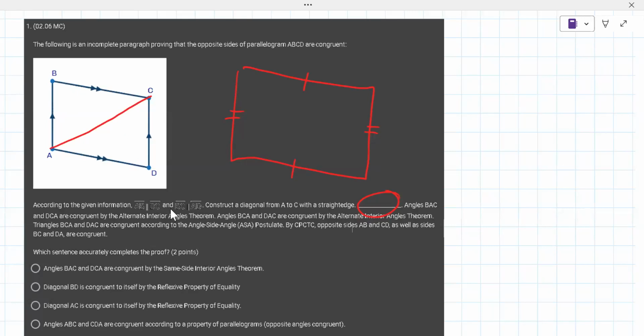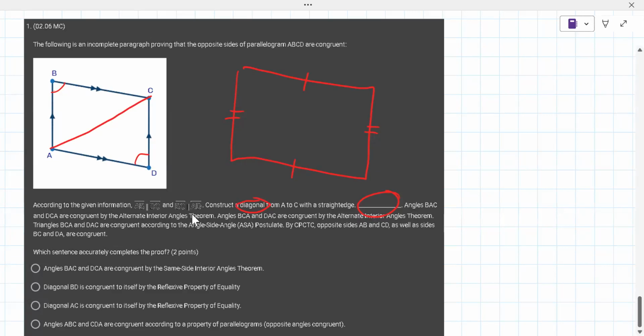Would it be the last one? Angles ABC, so that's up here, and CDA. They are congruent. Opposite sides are congruent, but that doesn't have anything to do with the diagonal, unfortunately. So even though that's true, I don't think that's what they're looking for because it's nothing to do with the diagonal.